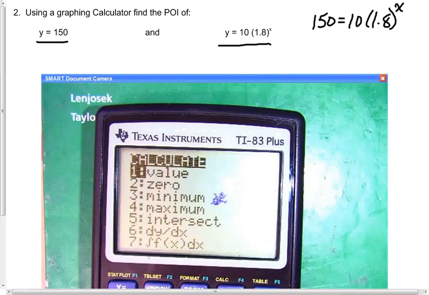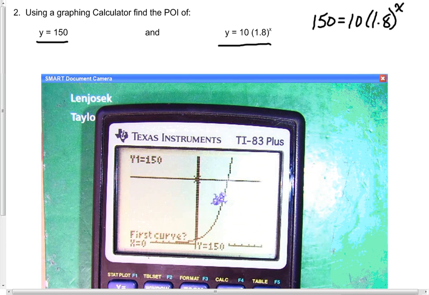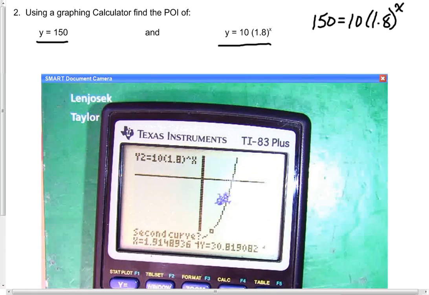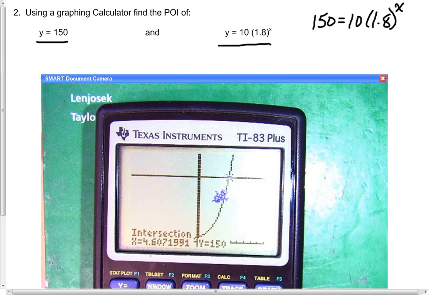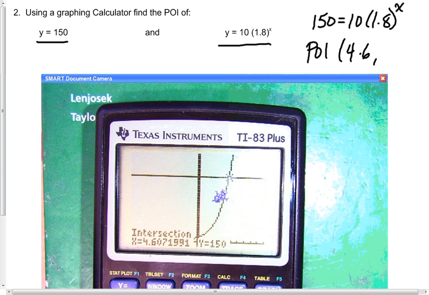Second function, calc, gets you to all the things the calculator will do for you with graphing. Number 5 is your option. So you've got to tell it the curve. Right now it's on the first curve, which is the line. Enter. It jumps to the second curve. You can see it down at the bottom. There it is. And that's the other one that you want. So hit enter. Enter again. And it will give you the point of intersection. 4.6, 150. So the answer to this problem is x equals 4.6.